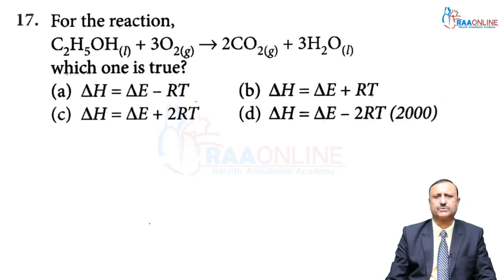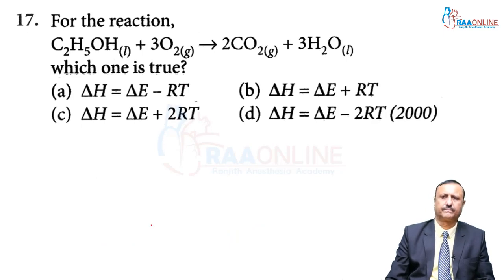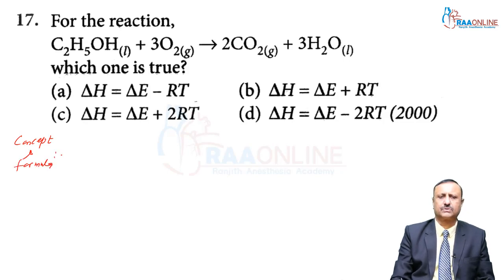Now we can go to question number 17. Here question number 17, for the reaction, which one is true? First of all, you see the concept and formula, which formula is used in this question. This question is also asked in 2000 NEET. Our formula is delta H is equal to delta E plus delta nRT. This is our basic formula, and we use this formula always.